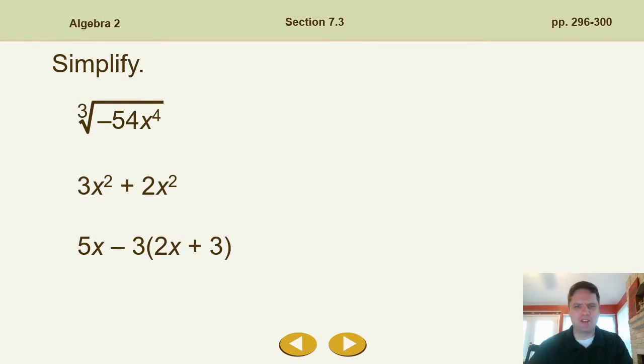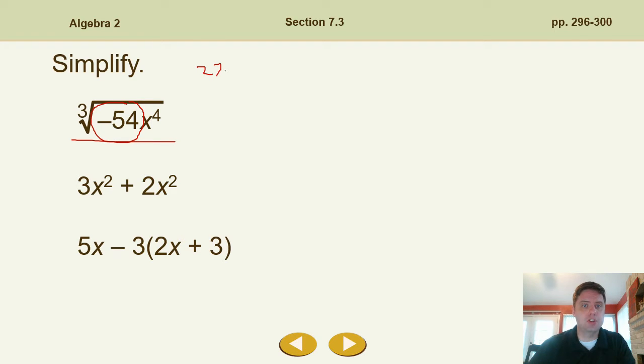So just to get us warmed up, here we have the cube root of negative 54x to the fourth. The thing you need to think about whenever you're simplifying something like this is what number times itself 3 times might be a factor of 54. So I might try smaller numbers to start. 2 times 2 would be 4 times 2 is 8. Does 8 go into 54? No. What about 3? 3 times 3 is 9 times 3 is 27. Does 27 go into 54? And the answer is yes.